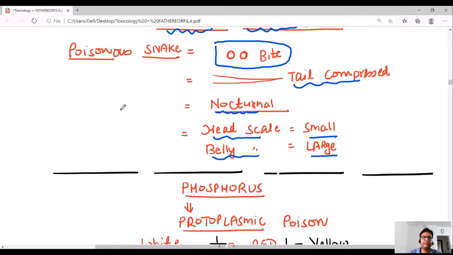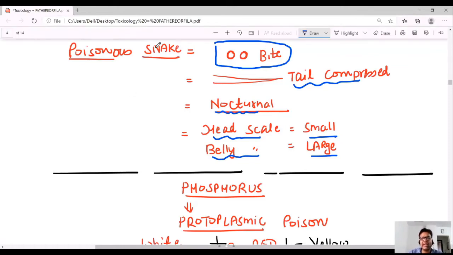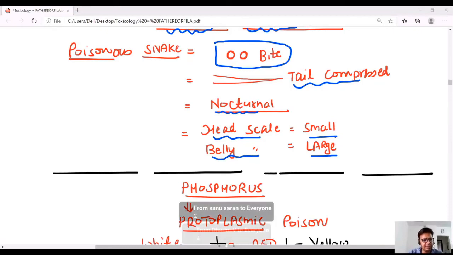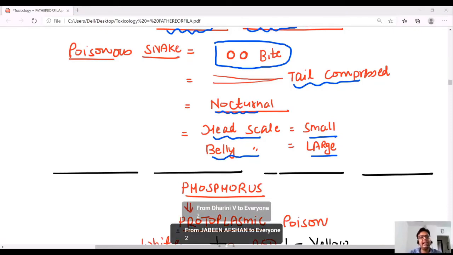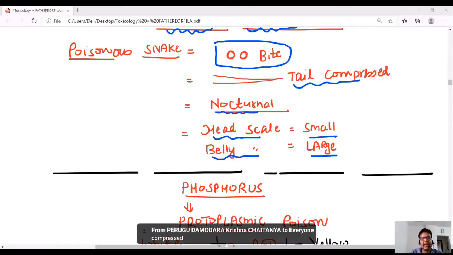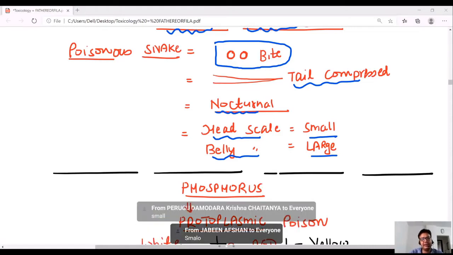Chalo, write down one name of non-poisonous snake. Anyone? Rat snake. How many bite marks are present in a poisonous snake? 2. Is the tail blunt or compressed in a poisonous snake? Python is a different thing. Python does not come in this; that group is entirely different. Compressed. Are the head scales of a poisonous snake small or large? Small.